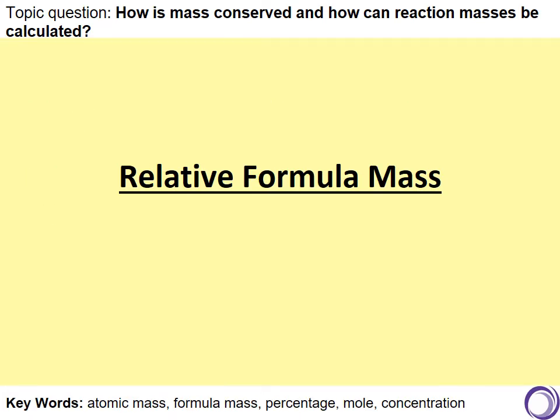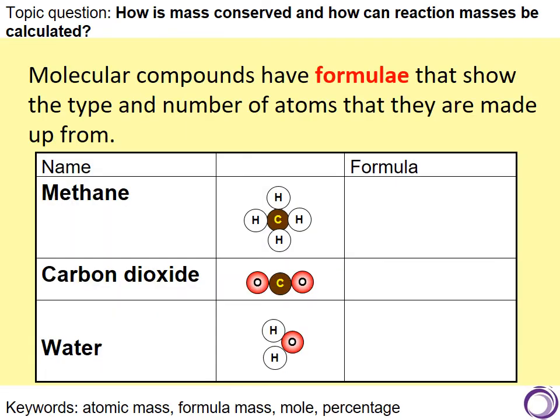Let's look in a little bit more detail at masses then. So first of all, we're going to look at relative formula mass. So first of all, let's remind ourselves about chemical formula. The formula will show us the type and the number of atoms that are bonded together to form a molecule. So in our molecule of methane, you can see that there is a carbon in the middle and there are 4 hydrogens bonded to that carbon. And if we were to write the formula of that, we would write that as CH4.